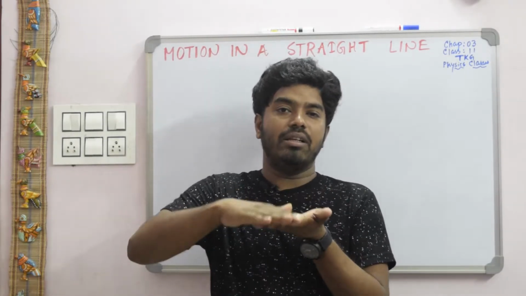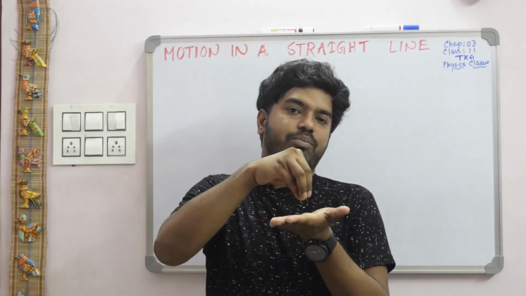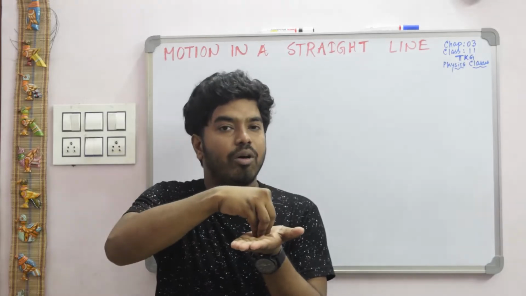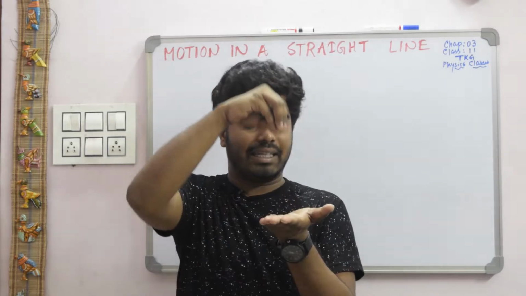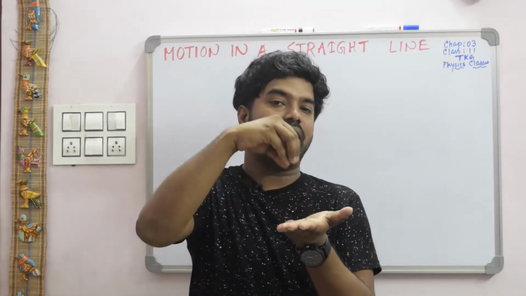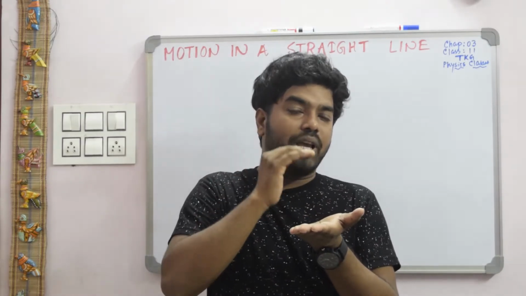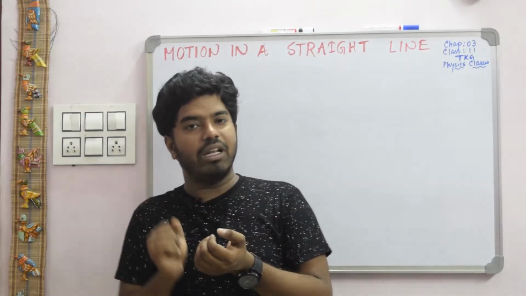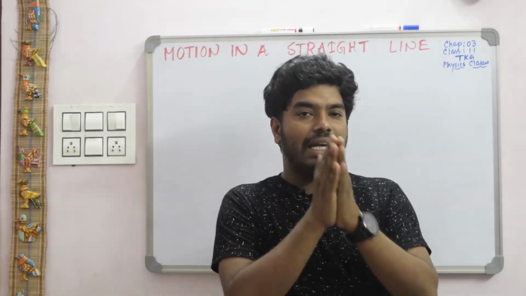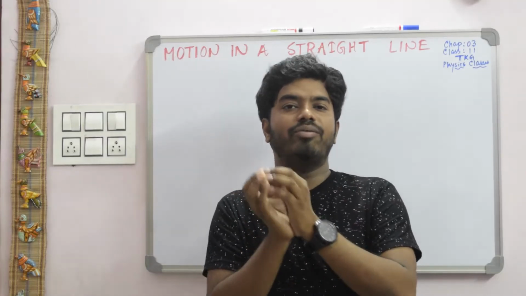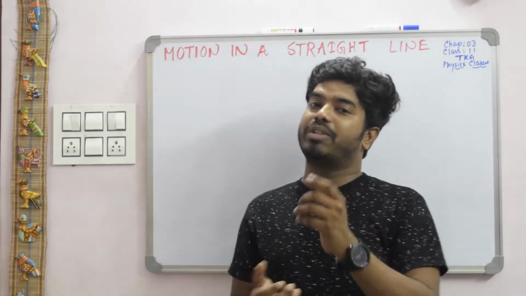Suppose there is a table and a book is placed here. Clear? Now this is the position of this book. If after some time the position of this book is at the same place, we can say that this body is under rest condition. So a book lying on a table is in rest condition. So what is rest? A body is said to be at rest if it doesn't change its position with respect to surroundings with the passage of time.